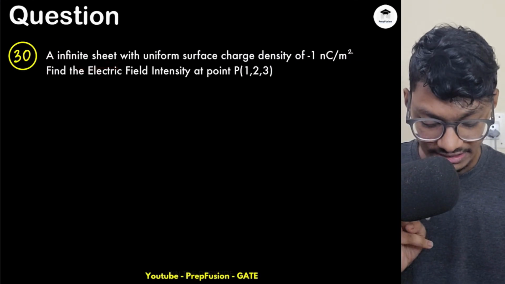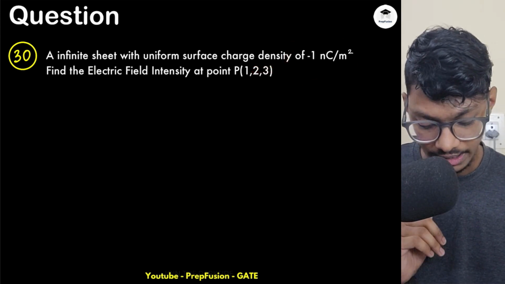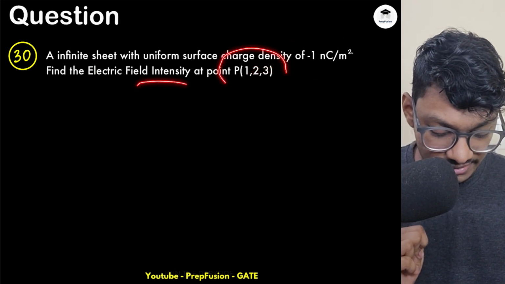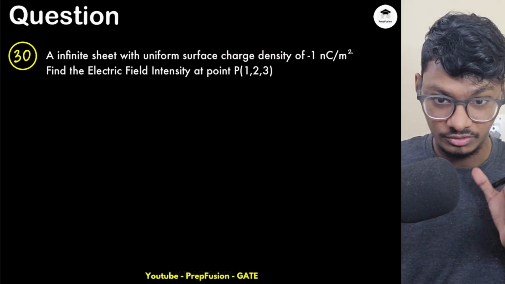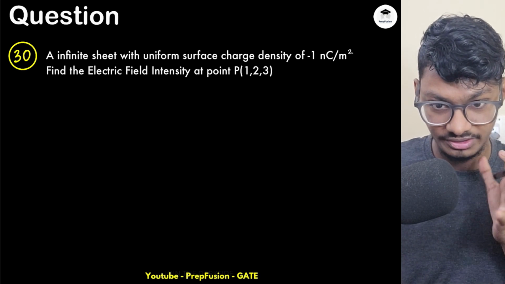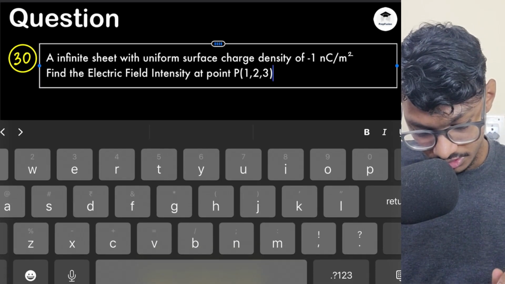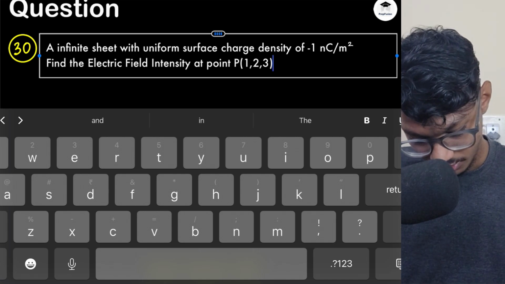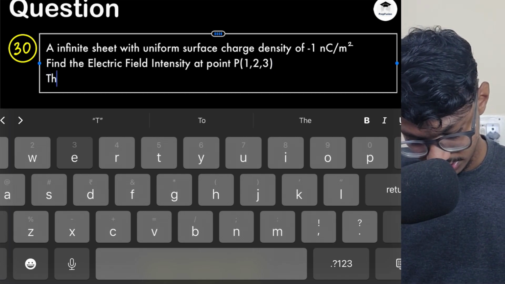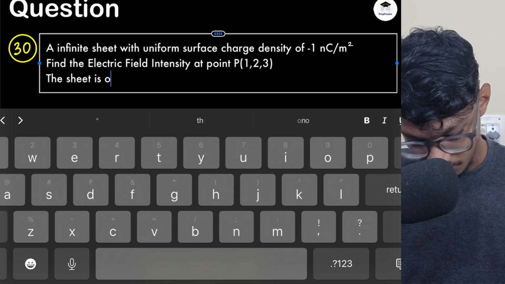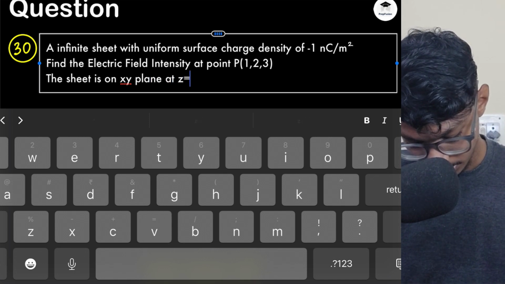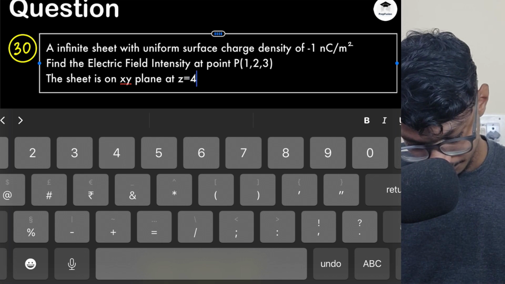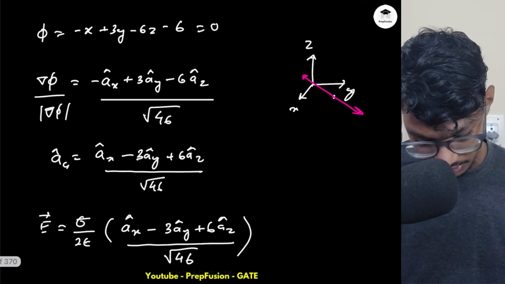So if I have a uniform infinite sheet with uniform surface charge density of minus 1 nanocoulomb per meter square, find the electric field intensity at the point P(1,2,3). So okay, this I haven't told you where the sheet actually lies. This is very important, so actually I forgot to tell you. So let's assume the sheet is on the XY plane at Z equals to 4.